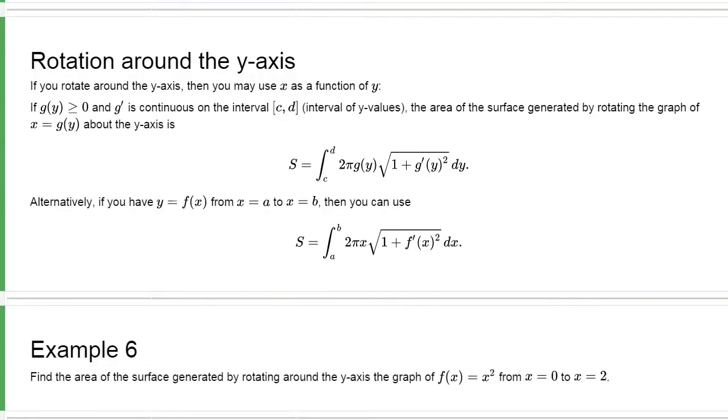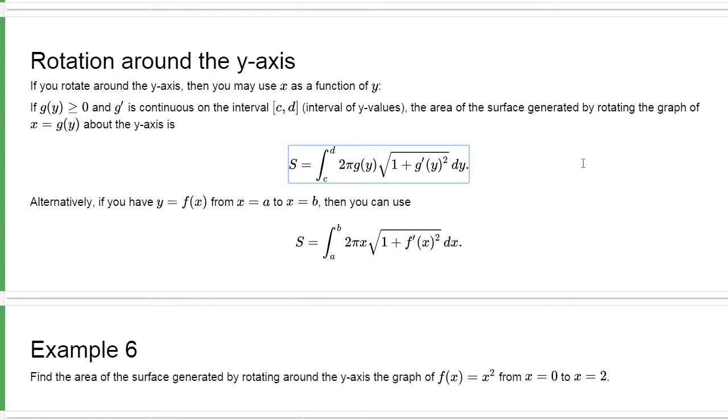If you are rotating around the y-axis, then you may use x as a function of y. So if you're given a function g of y that specifies x equals g of y, and g prime is continuous from c to d, where that's an interval of y values, the area of the surface that you get by rotating around the y-axis is this guy. It looks exactly the same as the one before, but instead of a to b, I have c to d. I changed the letters just to emphasize that these are y values, so this is an interval on the y-axis. It's 2 pi times your y function, times the square root of 1 plus the square of the derivative of that y function with respect to y.